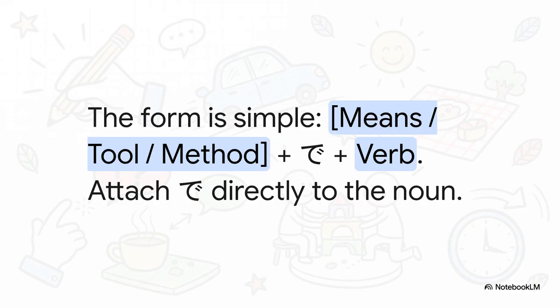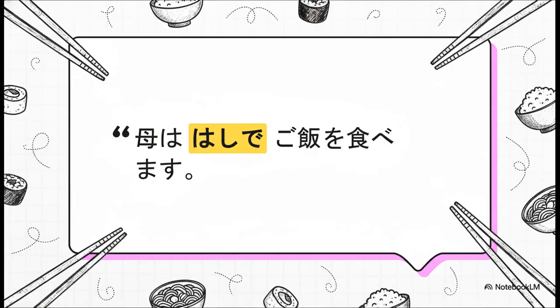And the structure for this? It's wonderfully simple. You just take the noun, the tool or the method, you attach de right after it, and then you follow that up with the verb, the action. Let's see how that works in a real sentence. In this first example, the tool is chopsticks, which is hashi. See how the particle de connects it directly to the verb eats, tabemasu? So, how does she eat? Hashide, with chopsticks. See? Simple.